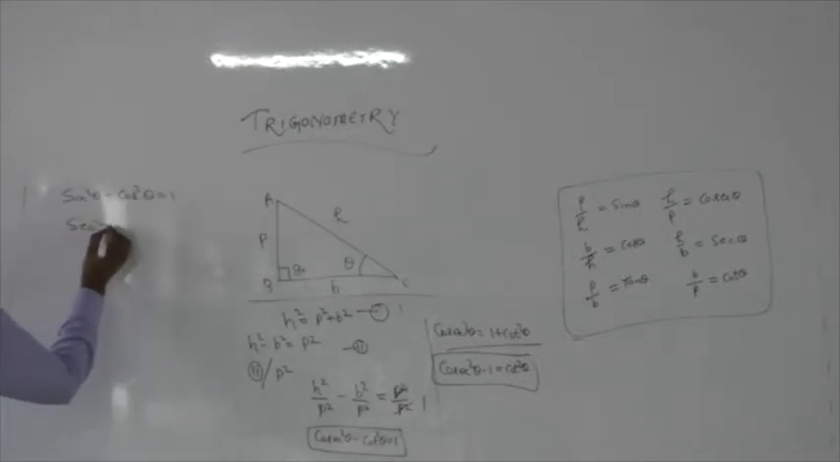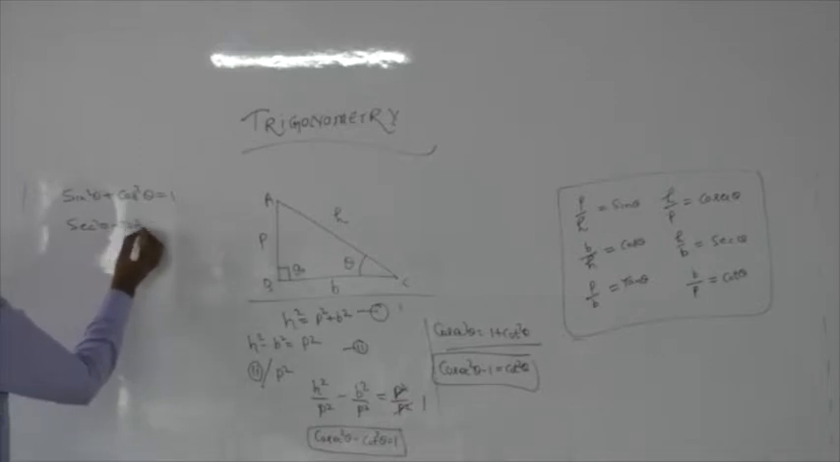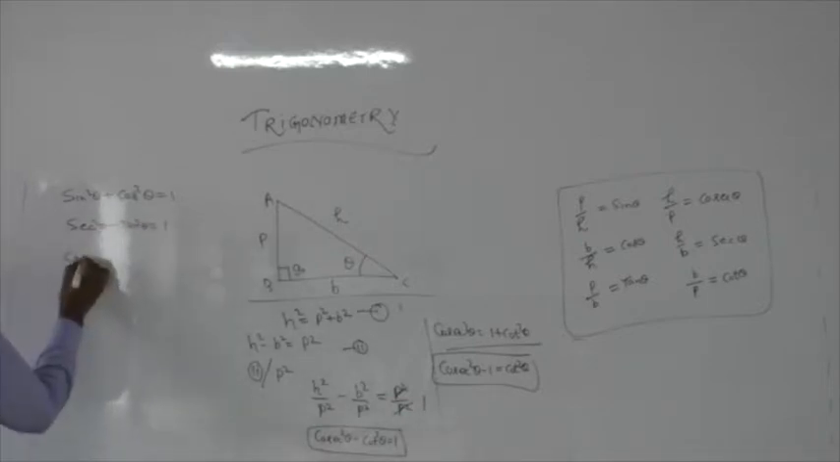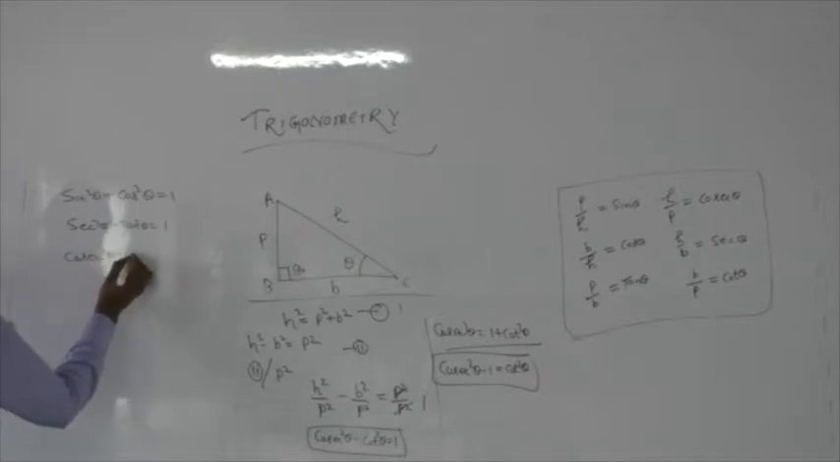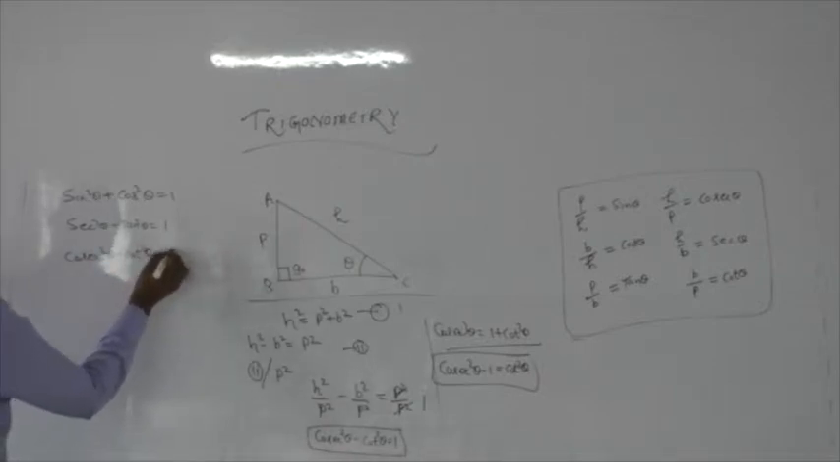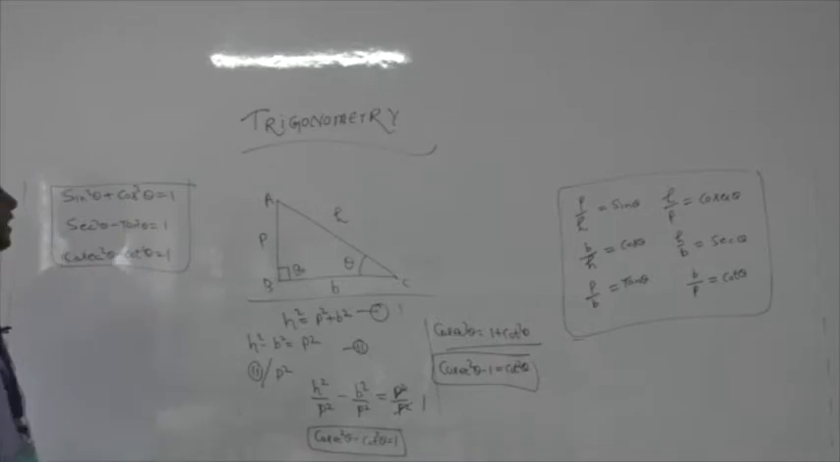Sec square theta minus tan square theta is equal to 1. Cosec square theta minus cot square theta is equal to 1. So these are the 3 identities from where you will get 2 more relations.